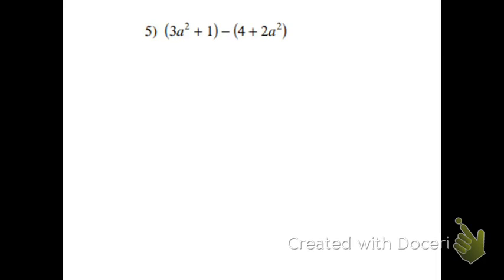Then, this is a subtraction problem. Now, when it's subtraction, I want you all to show that you have to remove the parentheses here. So just write 3a squared plus 1. But then you have to distribute this negative sign to each of the terms inside the parentheses here. So instead of positive 4, this becomes minus 4. And then instead of plus 2a squared, it becomes minus 2a squared. I need to see that step on your homework, please.